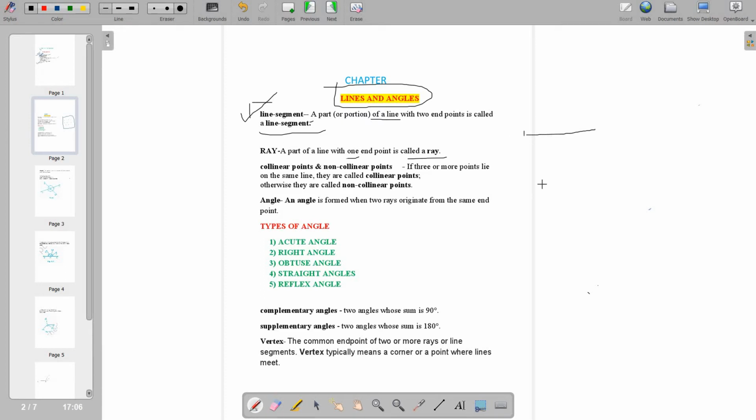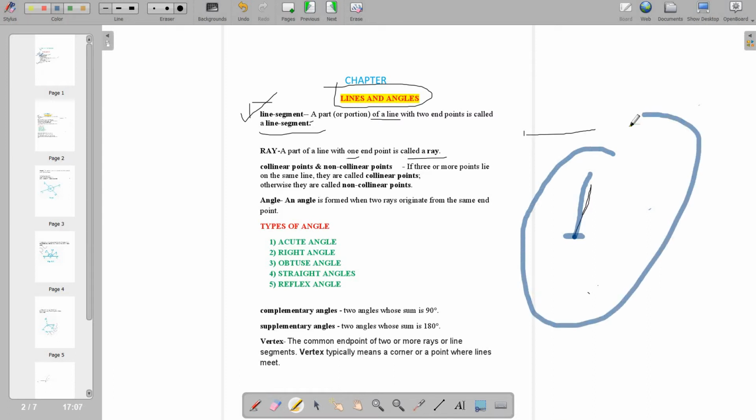What is a ray? A ray's definition is that a part of a line with one endpoint is called a ray. What does this mean? This means that a line has only an origin point, but no limitation at the other end. That is called a ray.